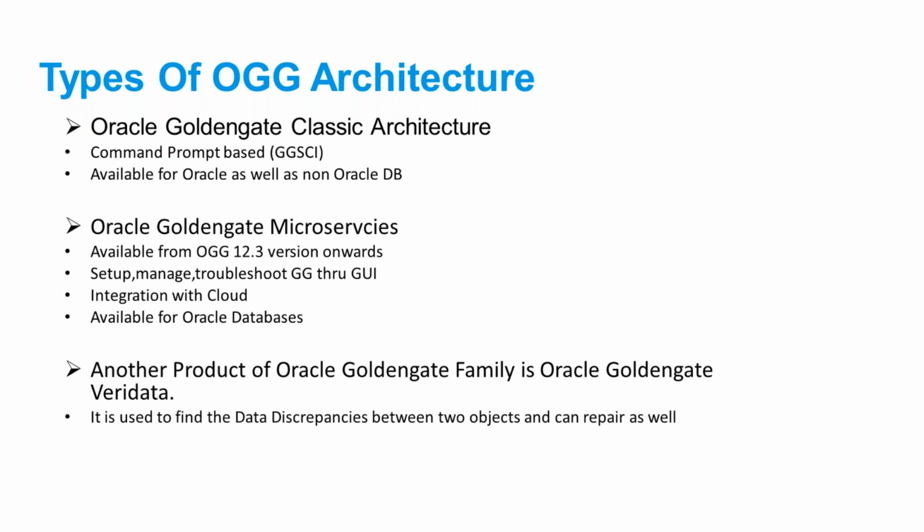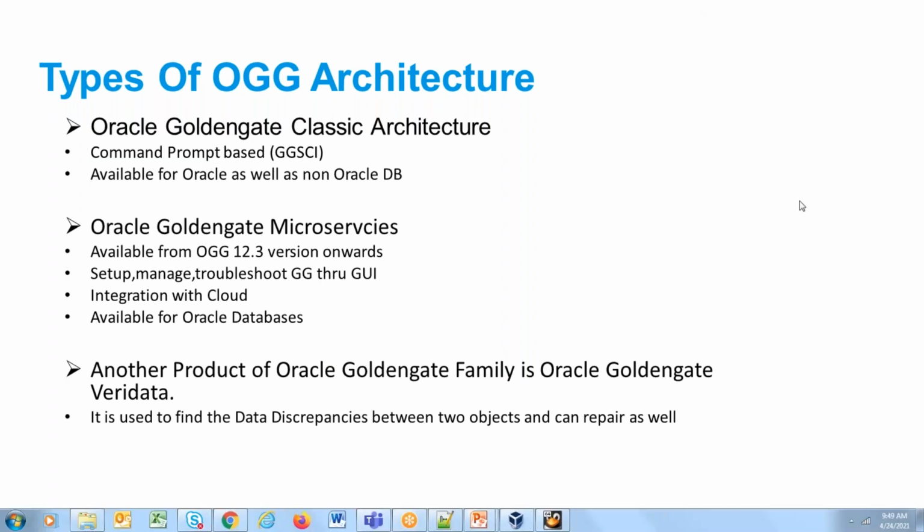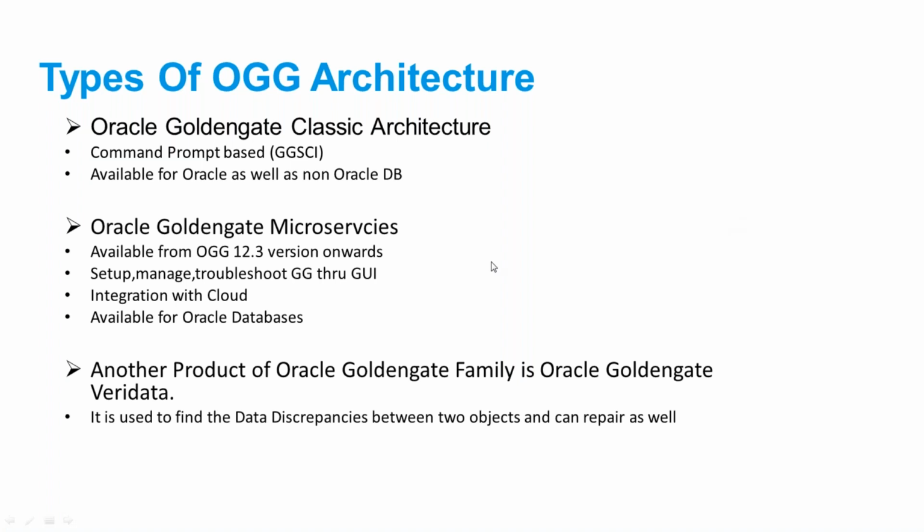Now, there is one thing I want to make clear. In the database, 12.2 is 18C and 12.3 is 19C. That's not the case with Oracle Golden Gate. With Oracle Golden Gate, you have the 12.2 version available, you have the 12.3 version available, then you have 18C available, as well as 19C. So the 12.3 version is different from 19C. Similarly, the 12.2 version is different from 18C.